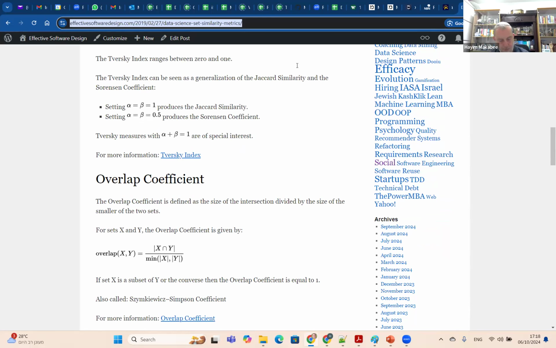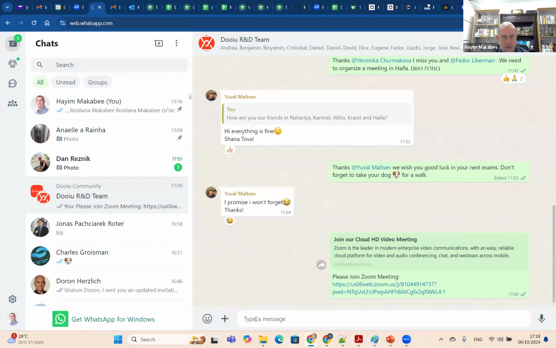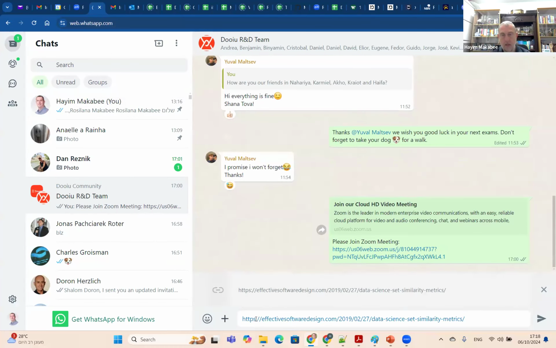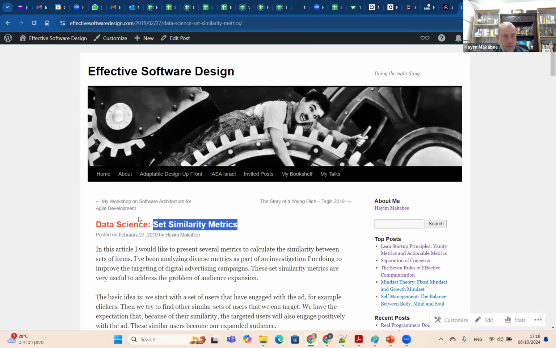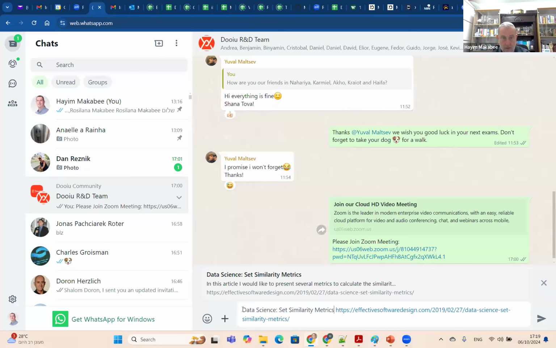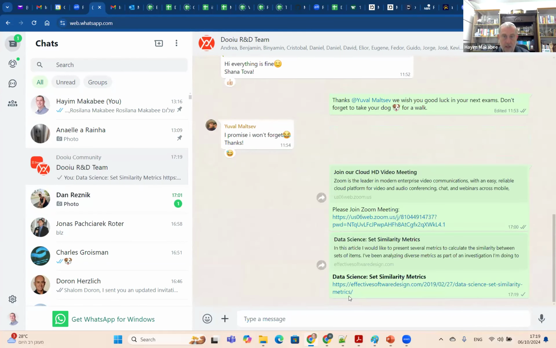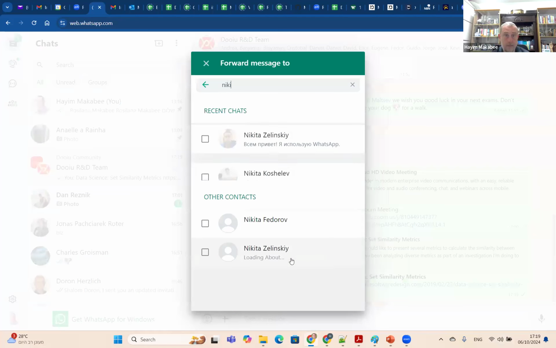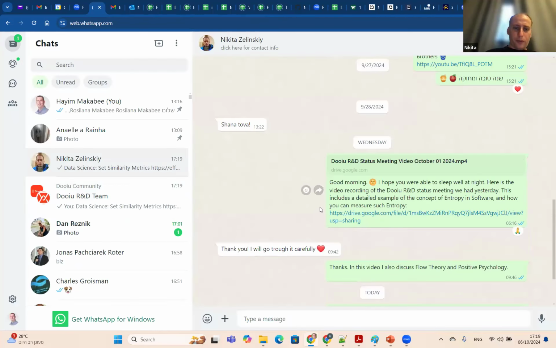I'll send it in the group. Wait. And this is very, very interesting. This is mathematics, right? This is data science. But this is mathematics. It's set theory. Okay? And I wrote this in my blog in 2019, so it is more than 5 years ago. And I'll send it to you also, Nikita. No, I'm in your group. I could read from there.